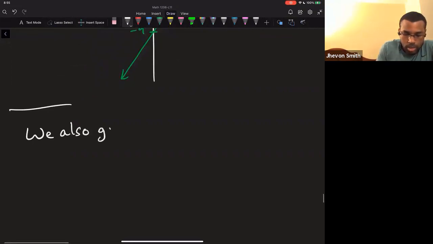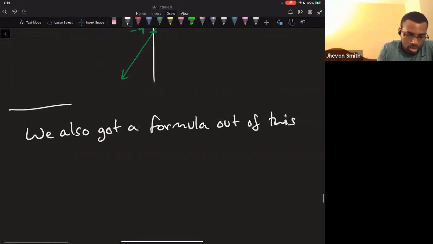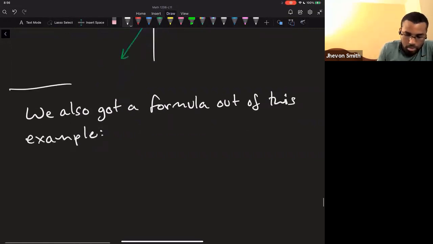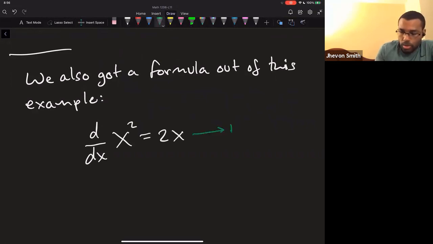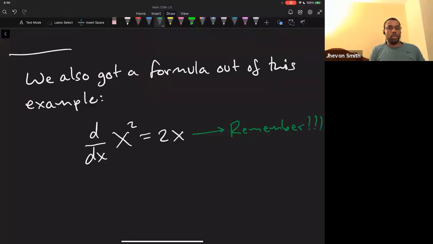We also got a formula out of this example. The derivative of x squared is 2x. Remember that. Okay.